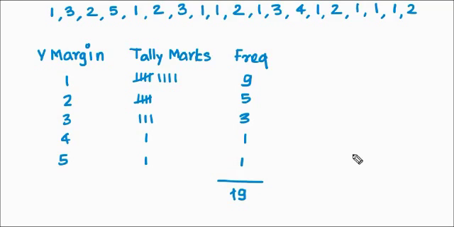So now what is our mode in this case? Mode is the data that occurs the most number of times, and we see the most number of occurrences are 9 occurrences, and the corresponding data value is 1. So what is our mode? Our mode of this data is equal to 1.